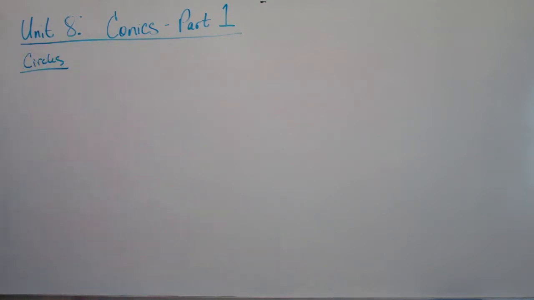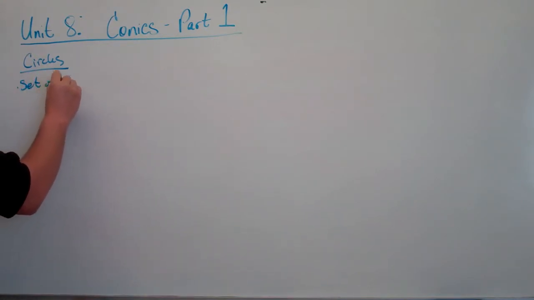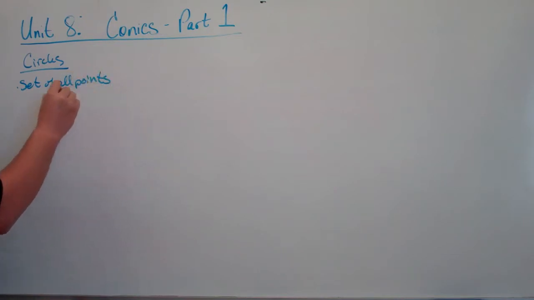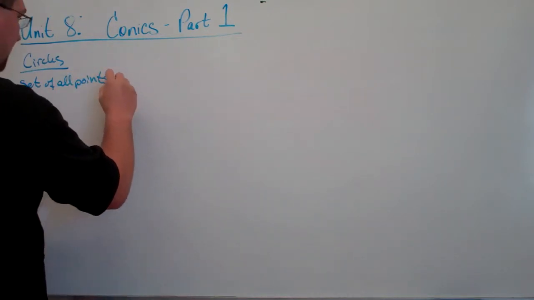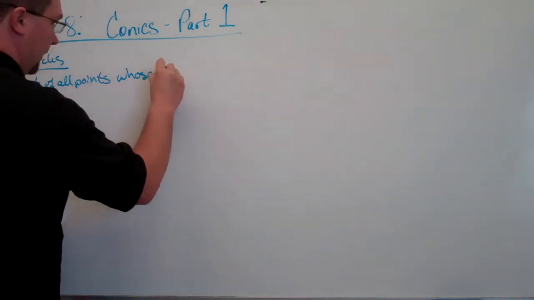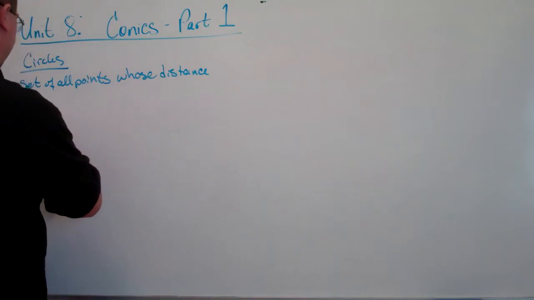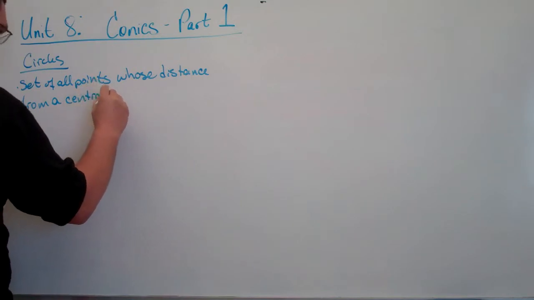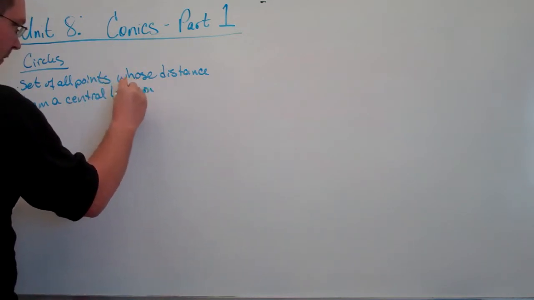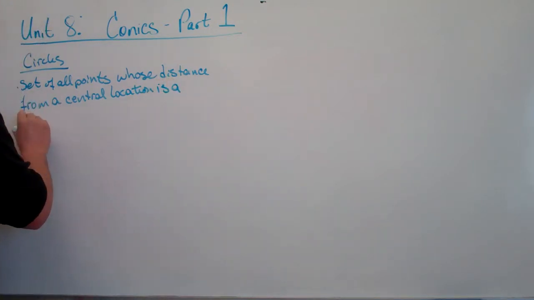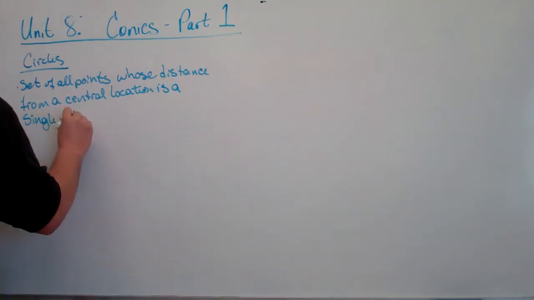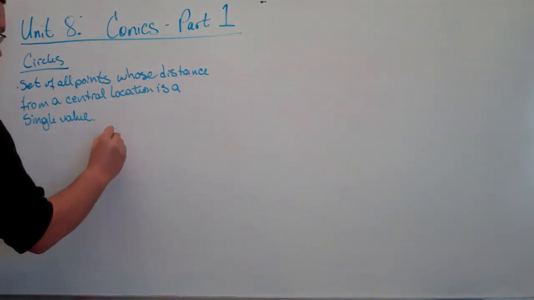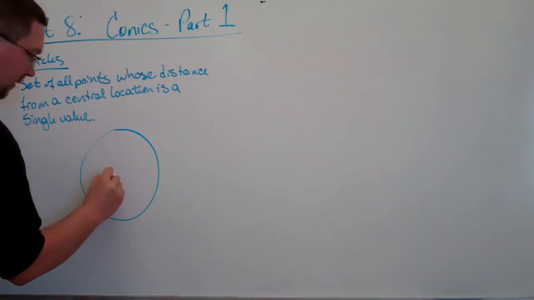Alright, so let's talk about circles. Of course, circles are perfectly round, and they are the set of all points whose distance from a central location is a single value. Alright, so everybody knows what a circle looks like. Here's your center.